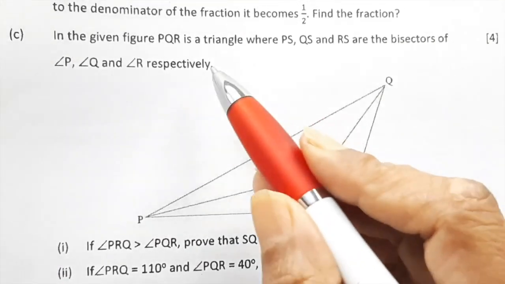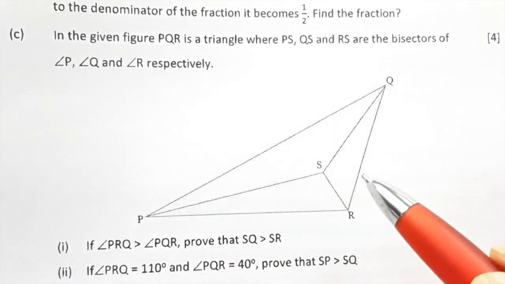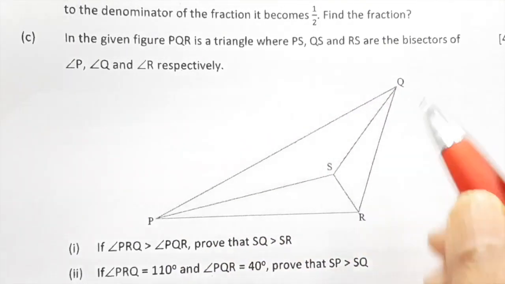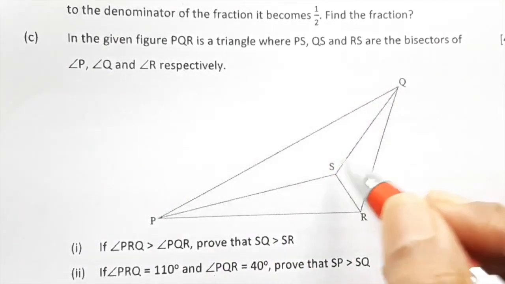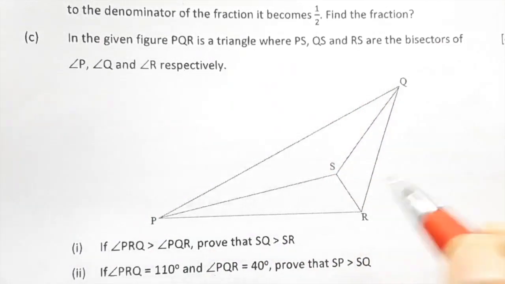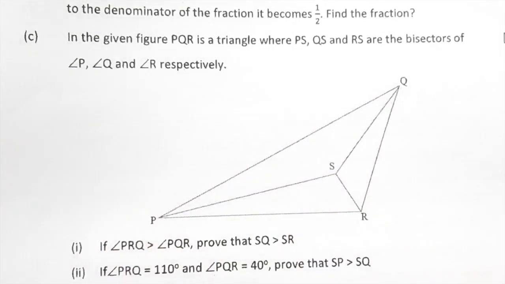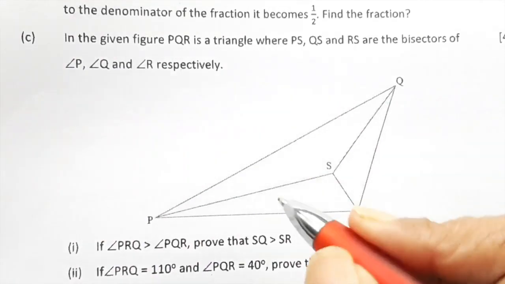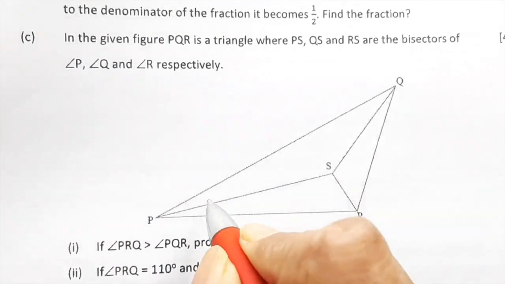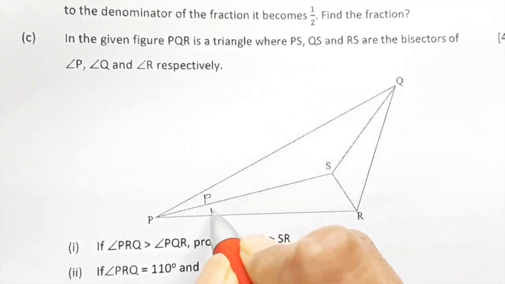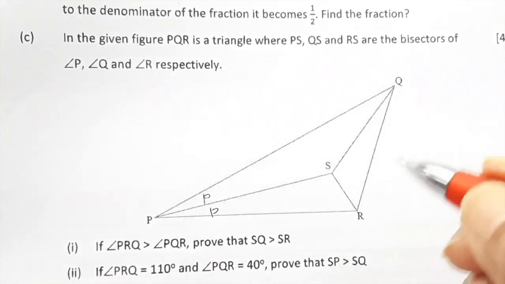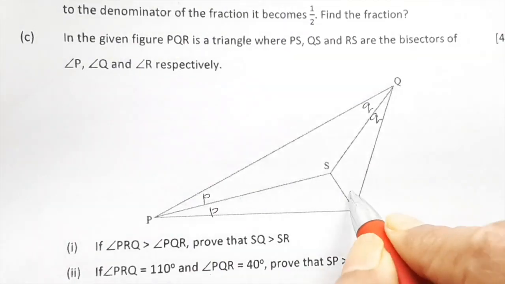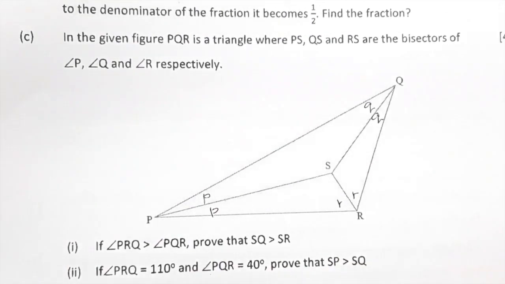In your 9C, we have been given a diagram here, and we are told that PS, that is this, QS, that is this, and RS, that is this, they are the bisectors of angles P, Q and R respectively. Okay, so we are going to call these small p, these two. These two angles will be small q, and this will be small r and small r.